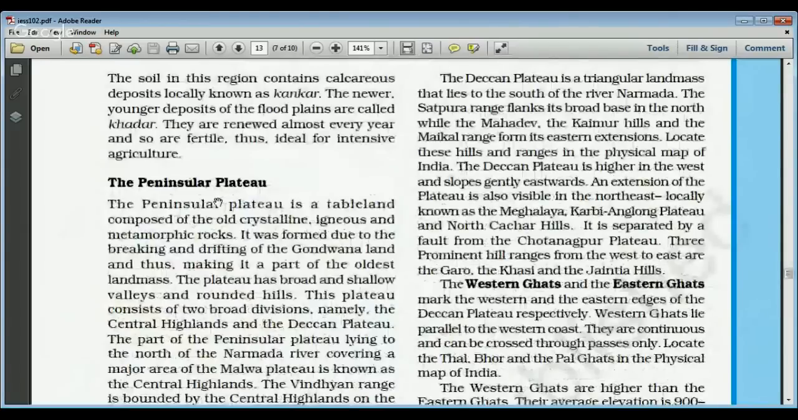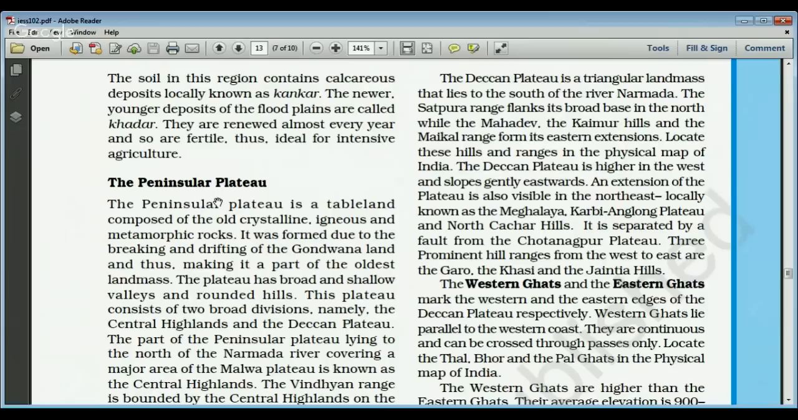The Deccan Plateau is a triangular landmass. You can see it clearly in the map. It lies to the south of the river Narmada. So the river Narmada divides the peninsular plateau into two parts: the northern part is known as the Central Highland, and the southern part is known as the Deccan Plateau. The Satpura range flanks its broad base in the north, while the Mahadev, Kaimur, and Mekal ranges form its eastward extension.